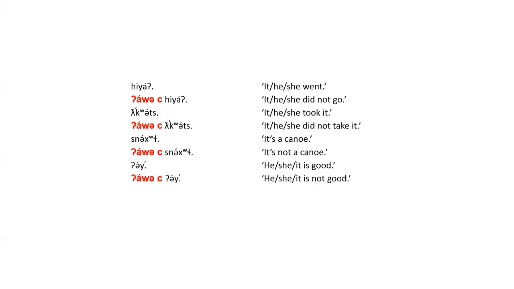Here's our model. He, she, it goes. And he, she, it does not go. Do you want to say that too, Emma? And he, she, it takes it. And then he doesn't take it. Okay, it's a canoe. And it's not a canoe. Okay, it's good. And it's not good.